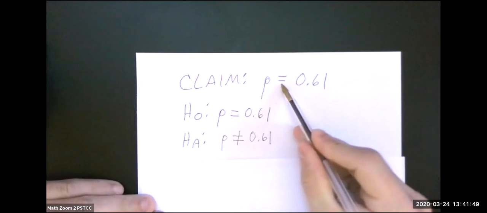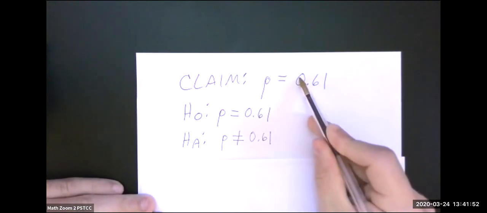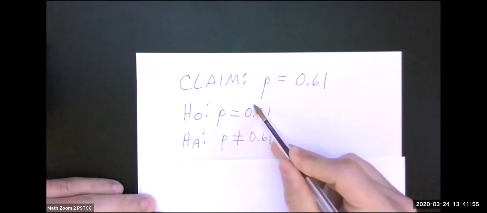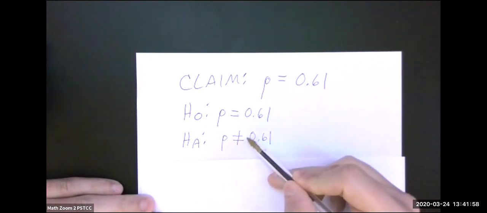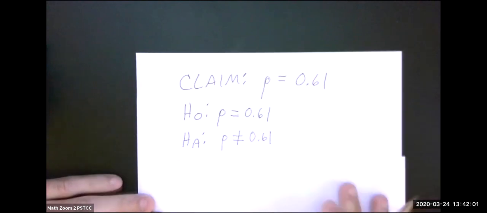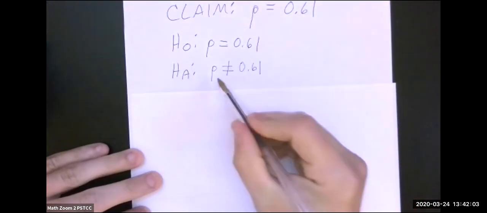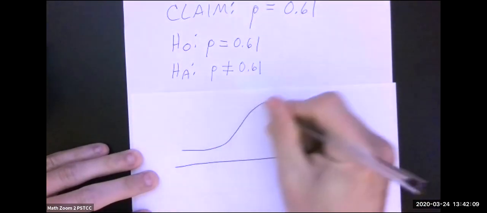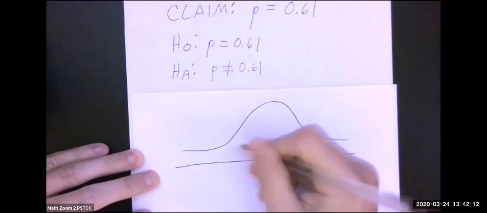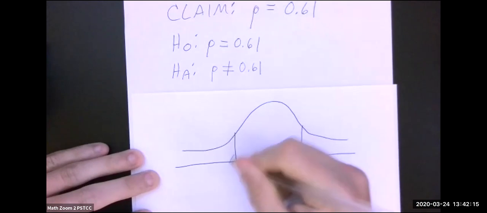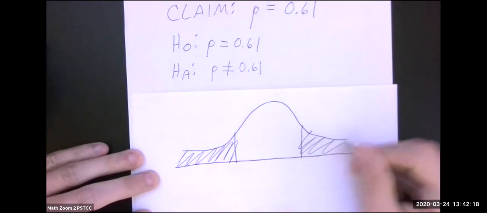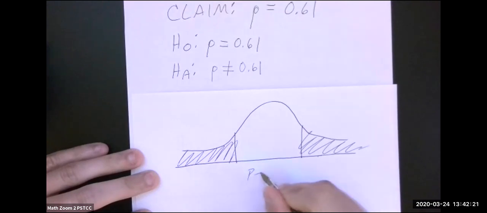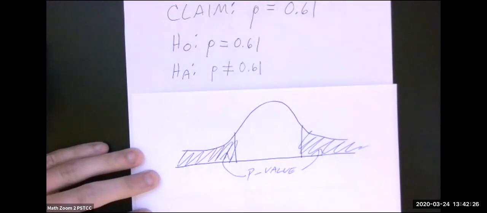Now, the claim was that it is 61%. The claim contains equality, so we put it in the null hypothesis. The alternative is the complement, which is not equal. Because the alternative is not equal, this is going to be a two-tailed test. So the p-value would be this total area.